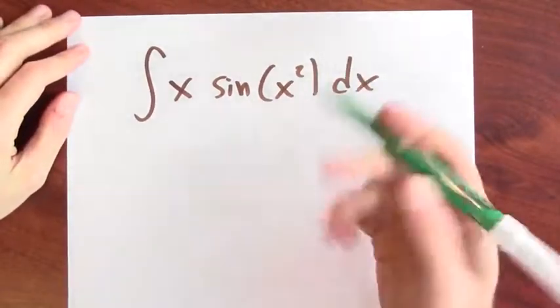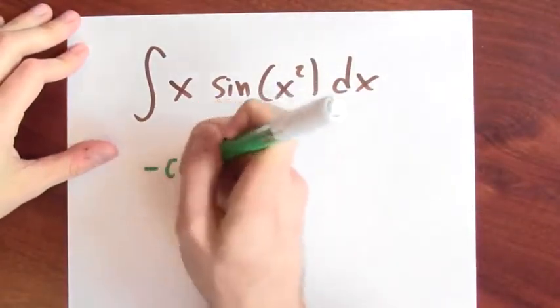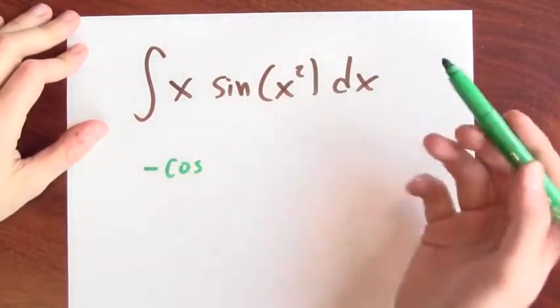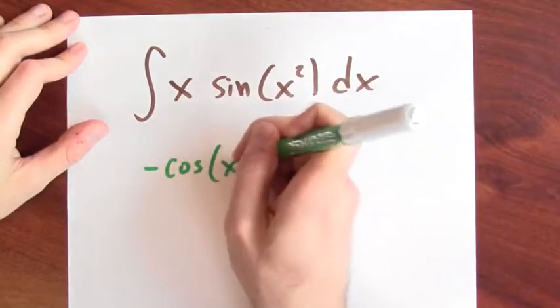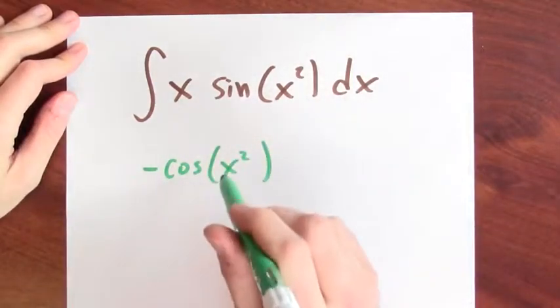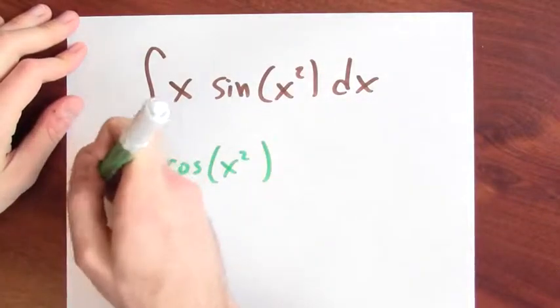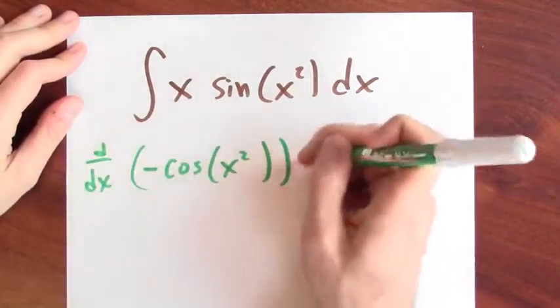So for this problem, I might try to think in terms of the chain rule, right? I know some function whose derivative is sine. Minus cosine differentiates to sine. But then I want an x squared in there somehow, so I'll put an x squared there and I'll see, is that an antiderivative of this? Well, let's try. So if I differentiate this, what do I get?